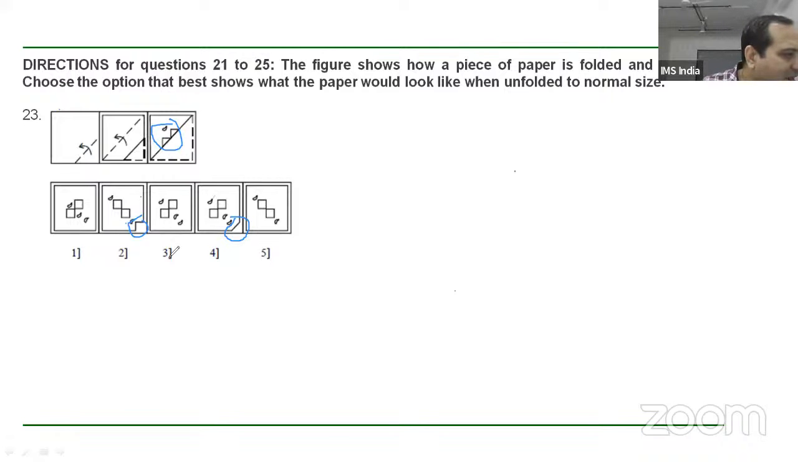SRS, 1 cannot be the answer, because if you check, once you open it, this part and this part cannot be the same. It has to get reversed. So 1 also gets eliminated because of that. The correct answer is 3. And 5 gets eliminated simply because the inclination of the two squares is wrong in the 5th question. Okay?